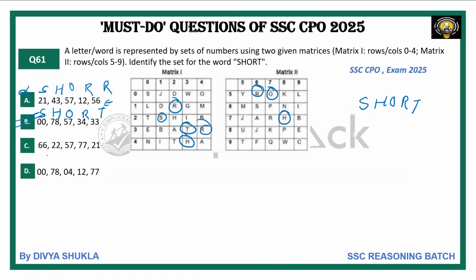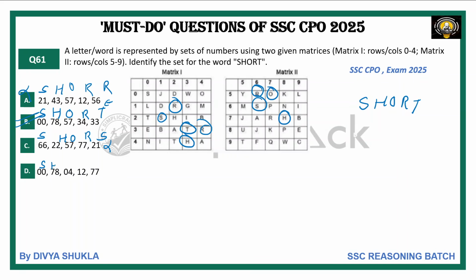In the C option, let's check C option also. 6 6 is S. Then 2 2, 2 2 is H. 5 7 is O again. Then I'm having 7 7, which is R. Then I'm having 2 1, 2 1 is S. So again incorrect. Okay, D option.